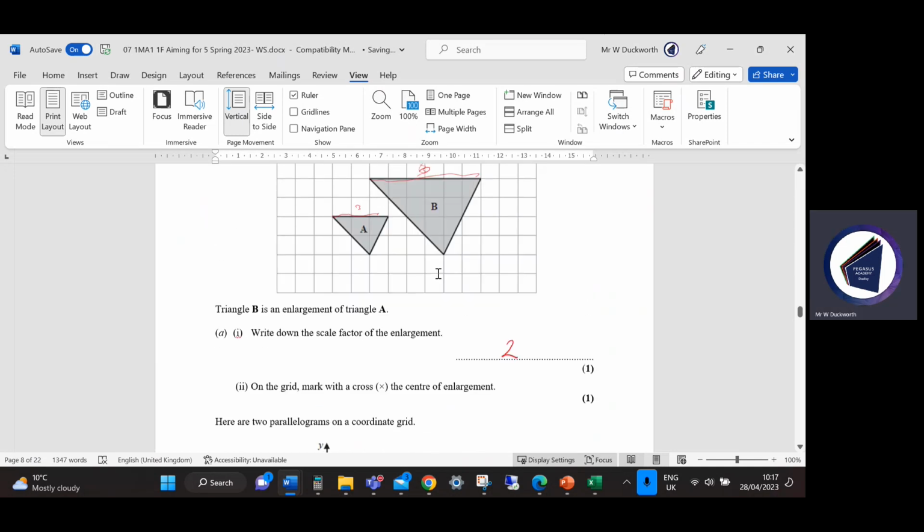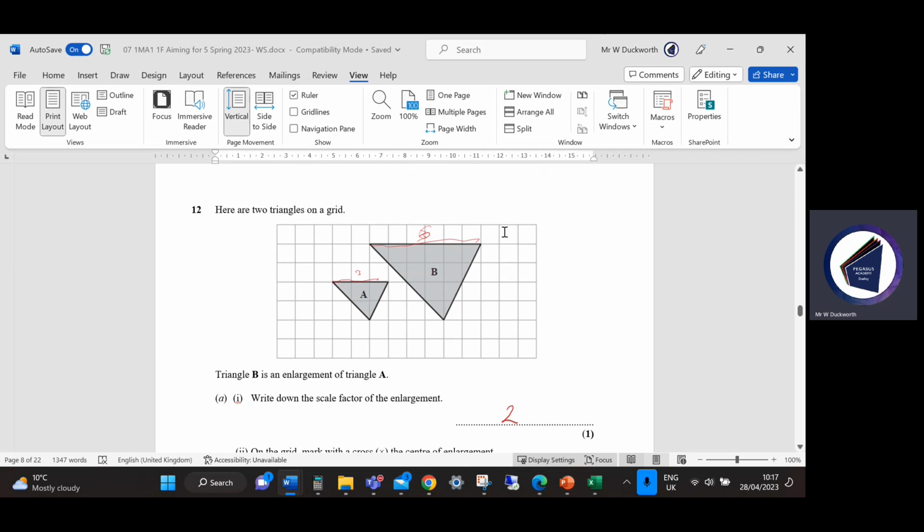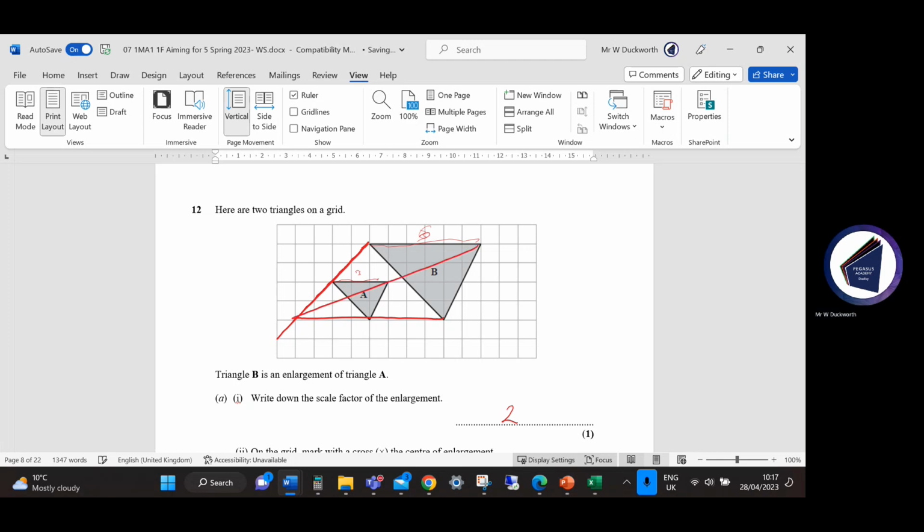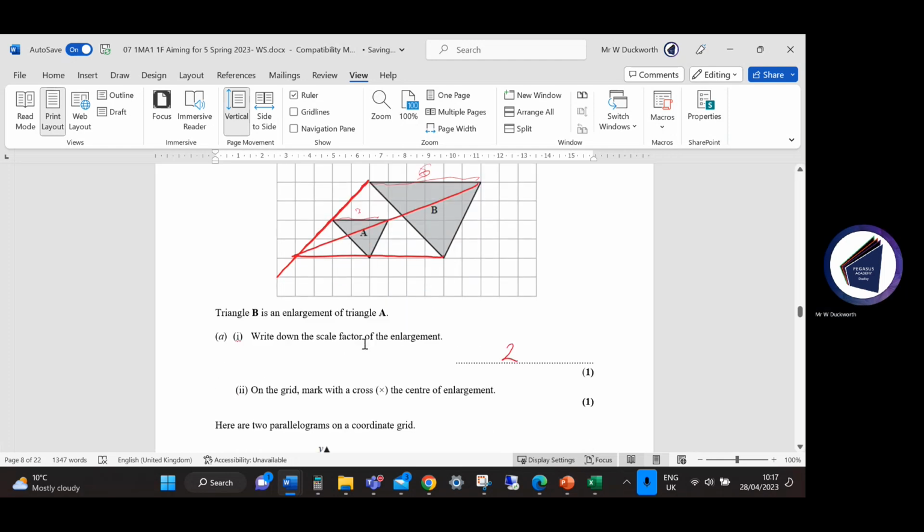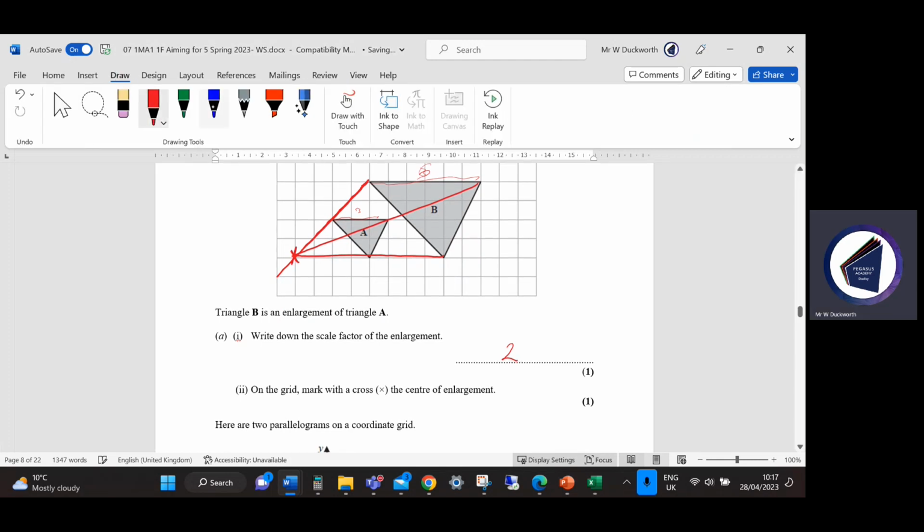On the grid, mark the center of enlargement. So the center of enlargement is found by joining up 2 matching points and extending the line. My ruler on the screen is not particularly great, but there we go. There's one line, then those 2 points, and then check with the third. There we go. Mark with a cross. So actually, I'll change color for that. So that's going to be the center of enlargement.